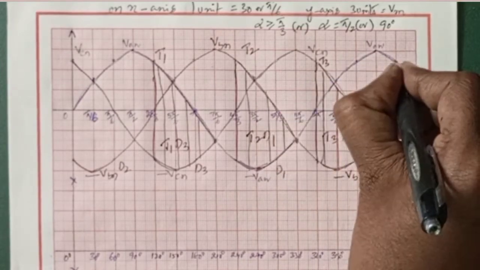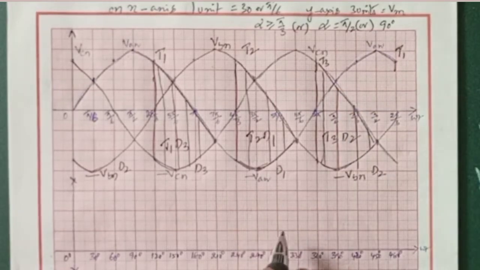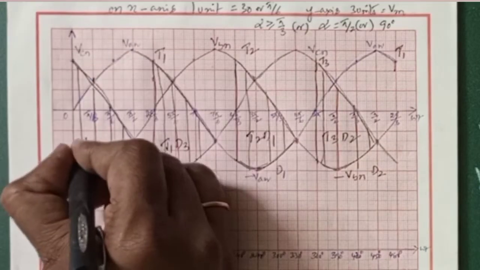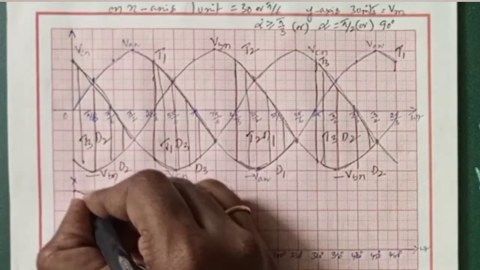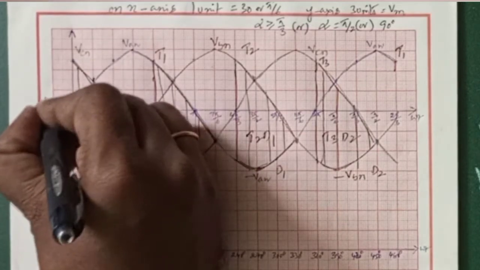Again, here T1 is turned on, so from here T1 is going to work. So before T1 there is a T3. So here T3, D2 is going to work. To redraw this, this is our output voltage, this is our input voltage Vs.